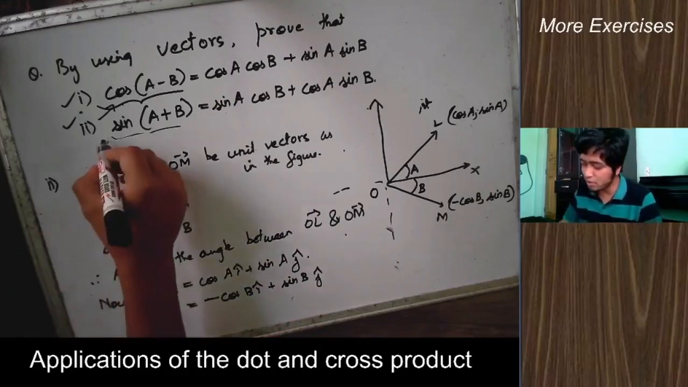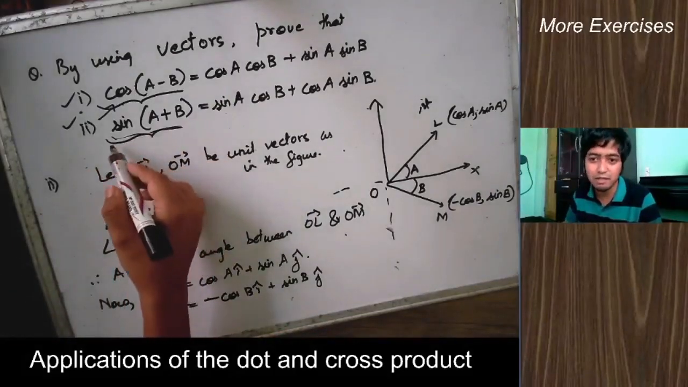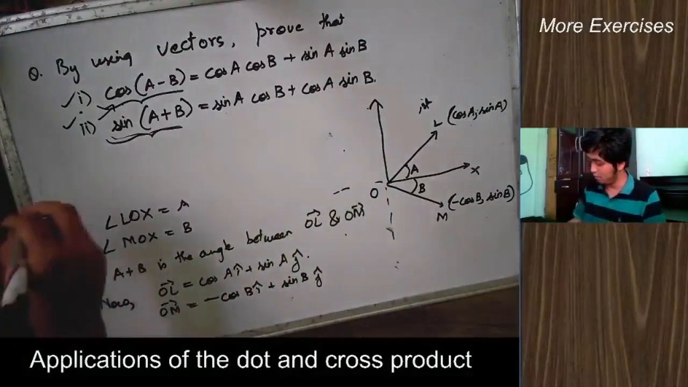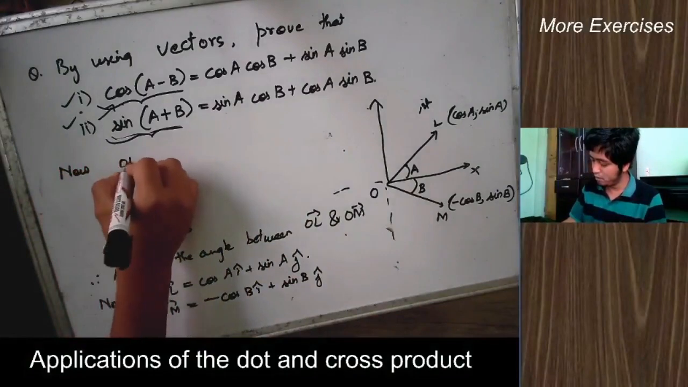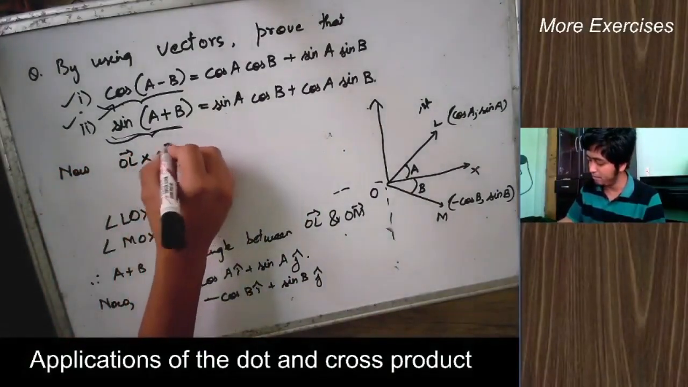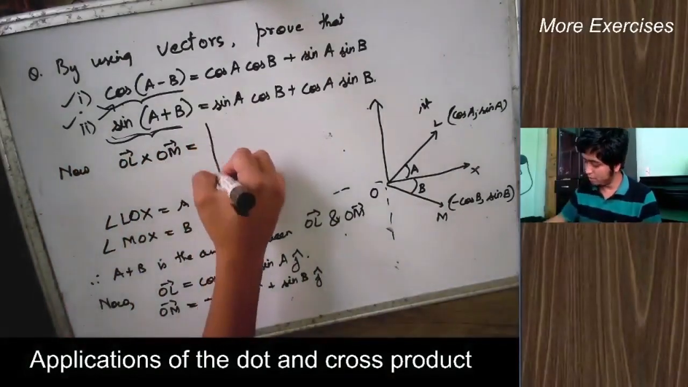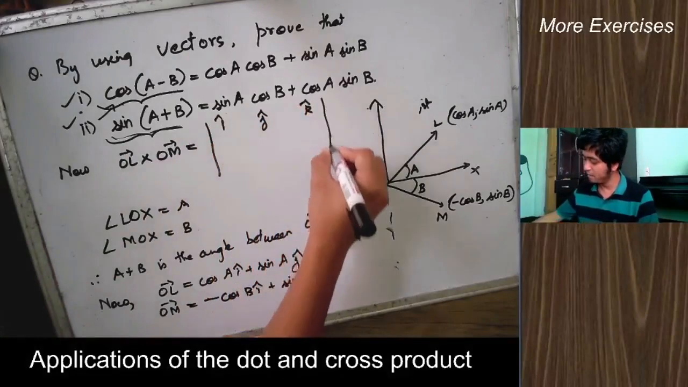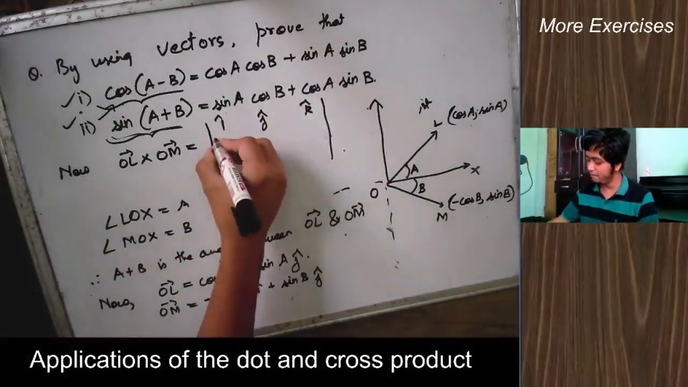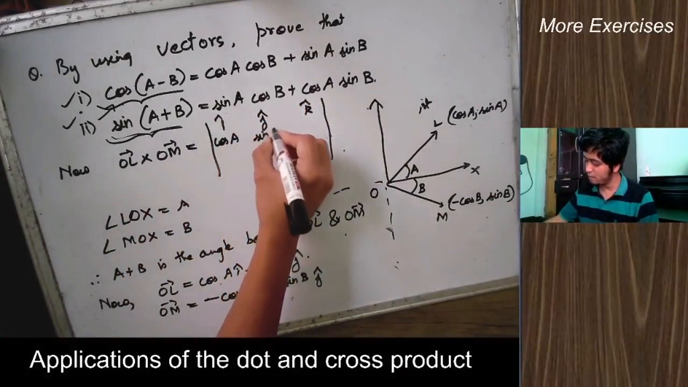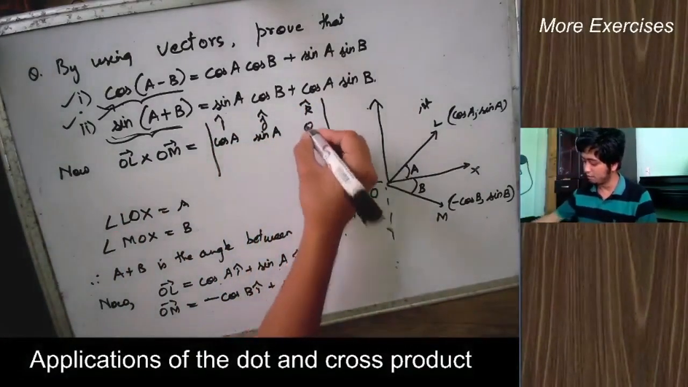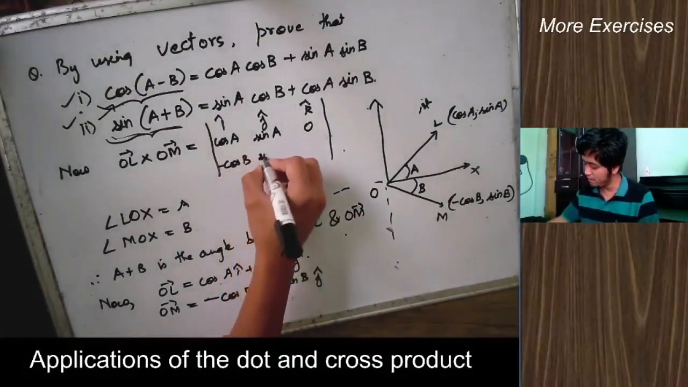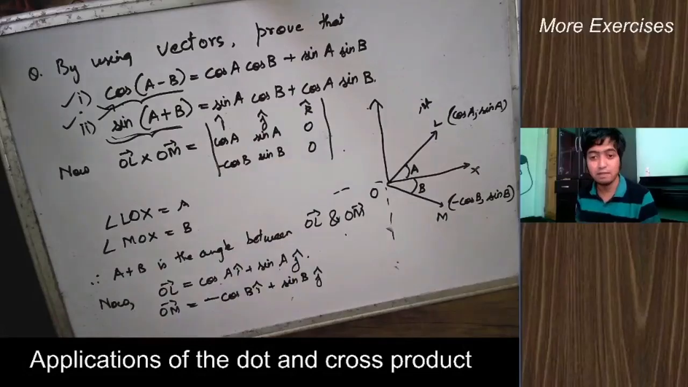Now we will be using the cross product because over here we are interested in the sine of A plus B. Now, OL cross OM. Because we are using the cross product, we will be using i, j, k. OL is cos A, sin A, and k is 0. There is no k over here. Similarly, over here it will be minus cos B, sin B, 0.